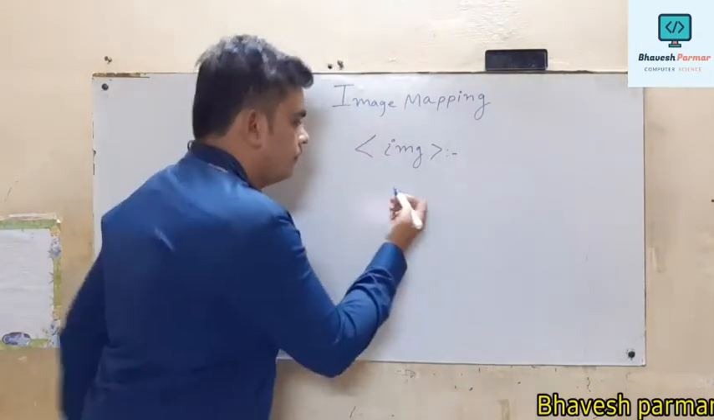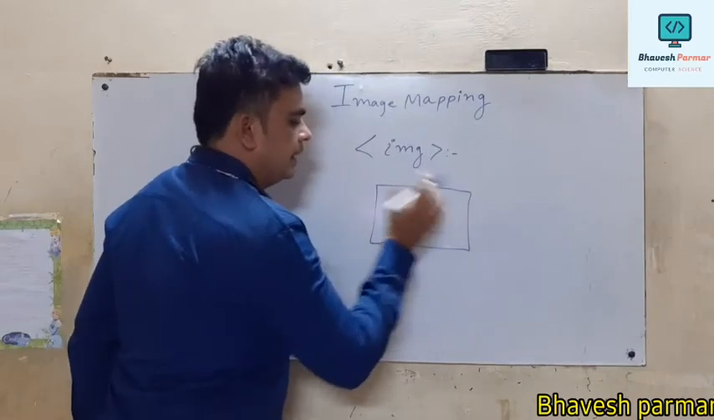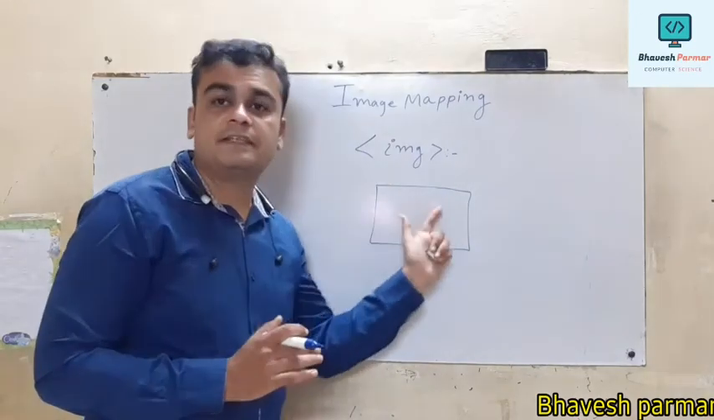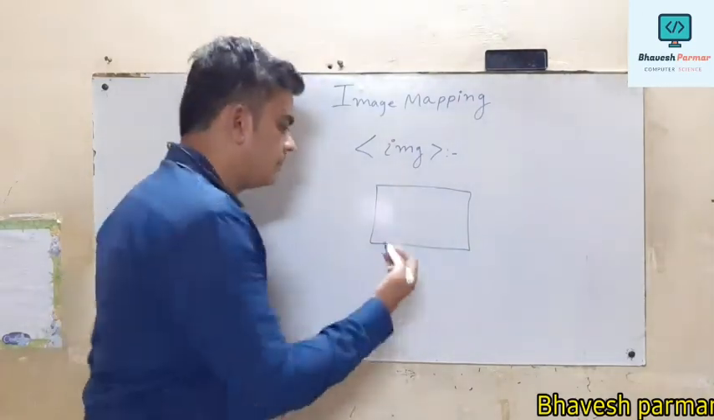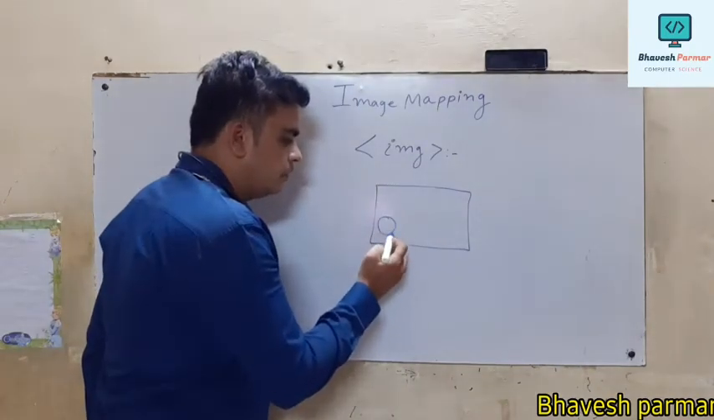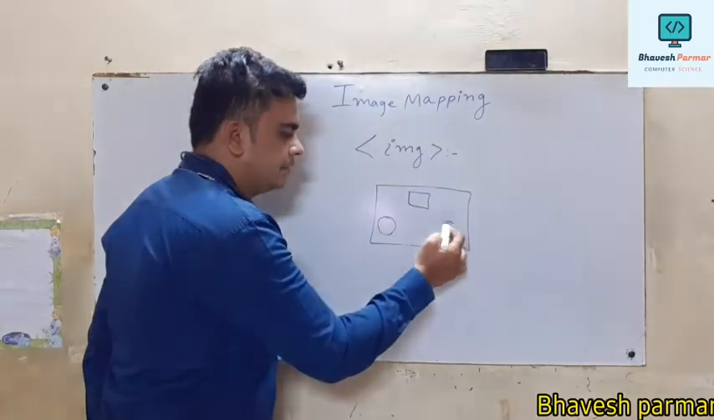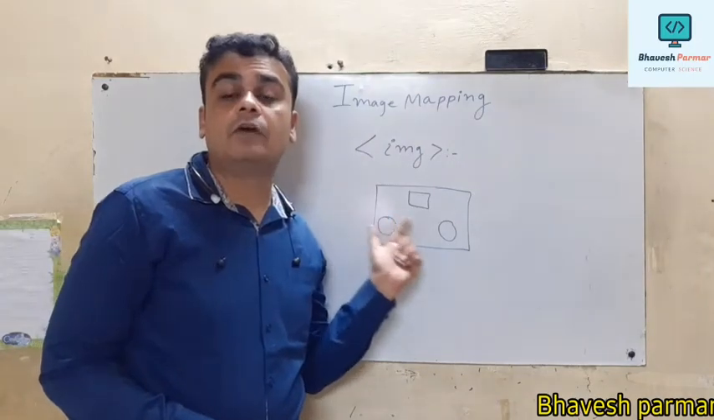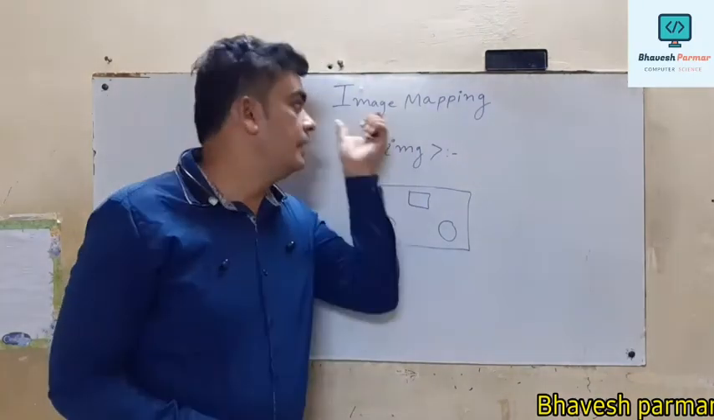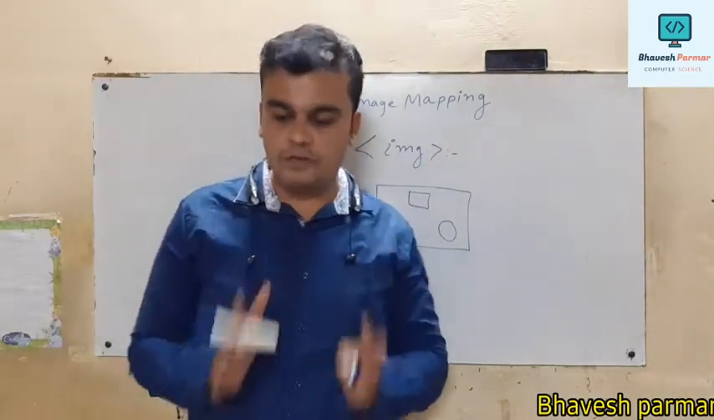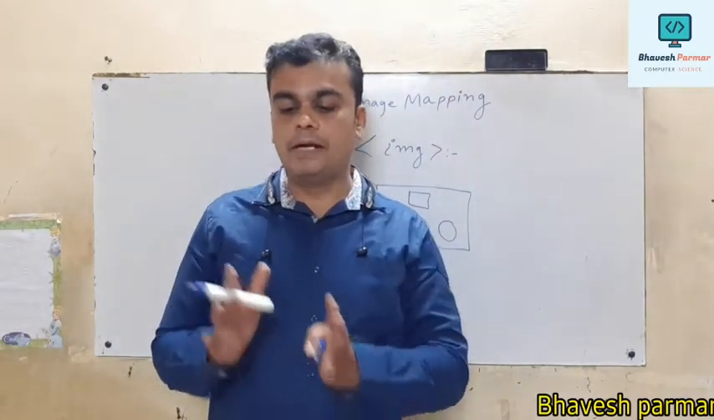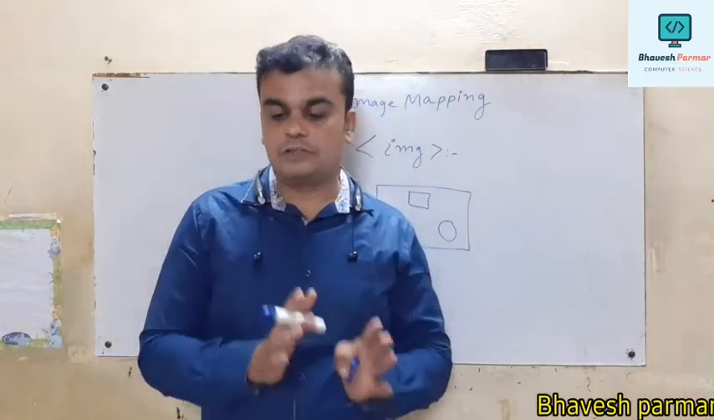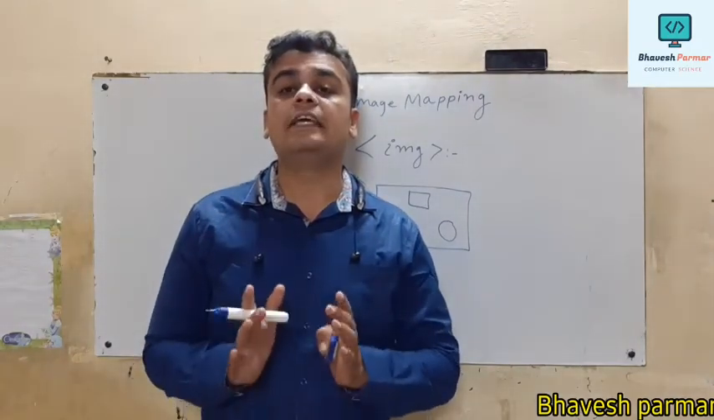Suppose this is my image displayed on my screen, and I want to use the various sections of this image as hyperlinks. Say for example, suppose I want to use this particular region as a hyperlink. We can use any kind of region from that particular image and it will work as a hyperlink. So it is called what? Image mapping. Or the technical definition of image mapping: an image with multiple hyperlinks is called image mapping. I repeat again, an image with multiple hyperlinks is called image mapping.